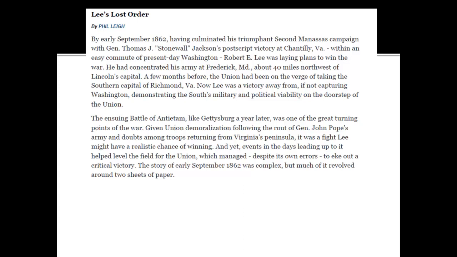He was laying plans to win the war. Now, the North always had all the advantages, but they had bad leadership early on, and so they lost a lot of battles. I really think, personally, it really was bad leadership from the North, not good leadership from the South. People argue about that all the time, and I can lay out my argument another time.